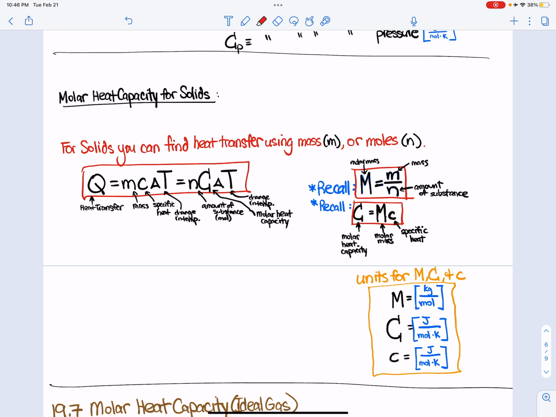Quickly, what are the units for molar mass, molar heat capacity, and specific heat capacity? For molar mass, the unit is kilograms over moles. It could also be grams per mole, or any unit of mass over mole. For specific heat capacity and molar heat capacity, they're both joules over mole times Kelvin. That's just the units for those.